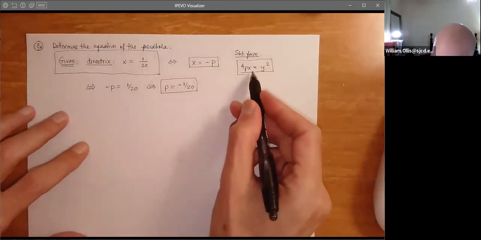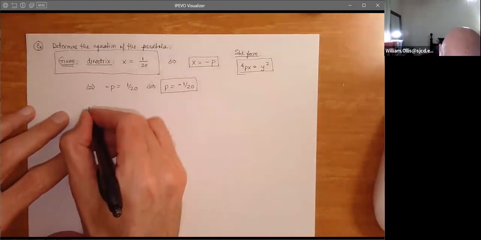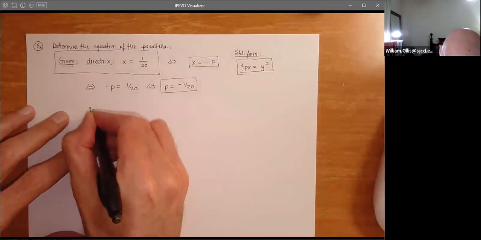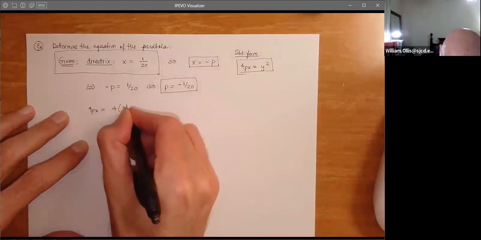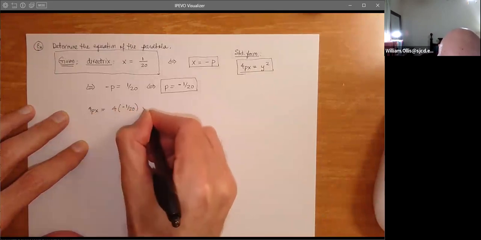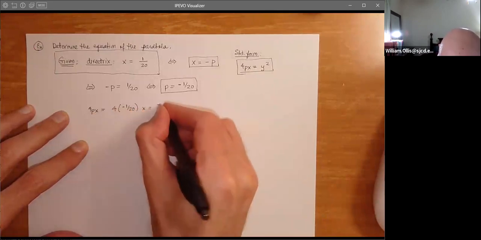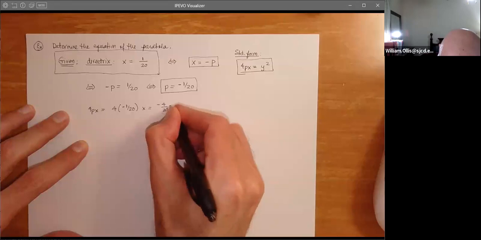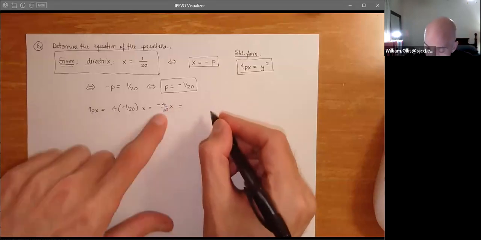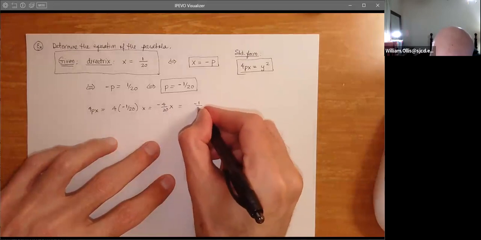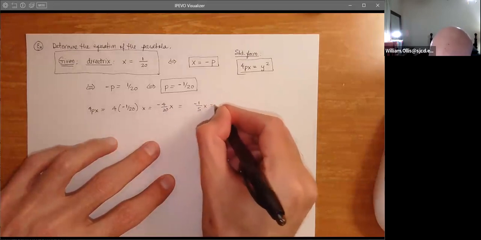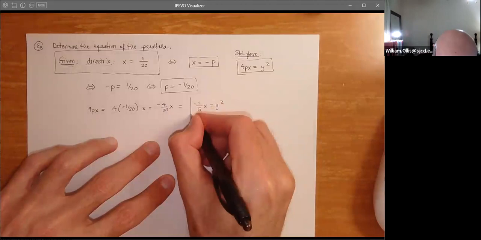So now we're thinking, all right, now we can construct this. So we need 4px, which will be 4 times negative 1 over 20 x. So of course, this is negative 4 over 20 x. And we can just reduce this to negative 1/5. So we get negative 1/5 x equals y squared.